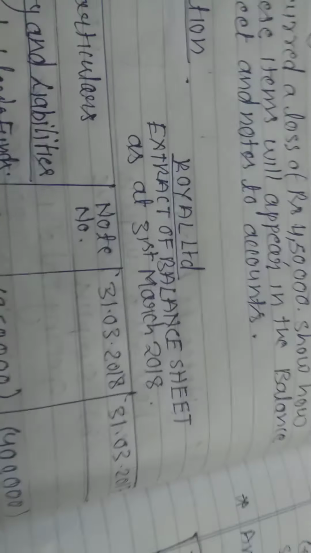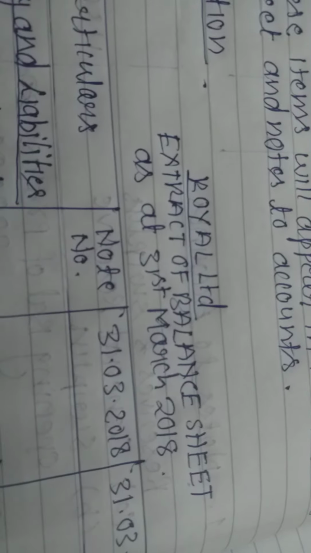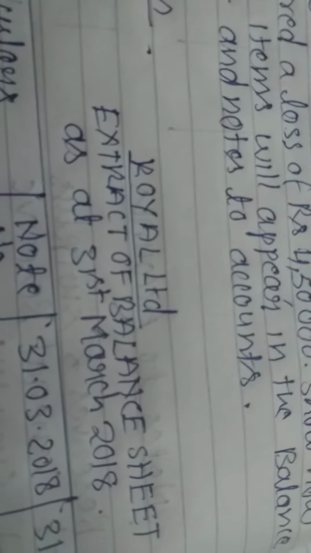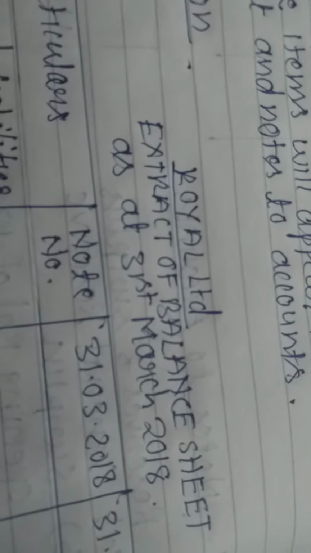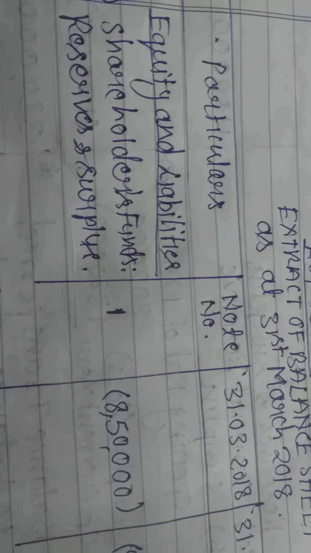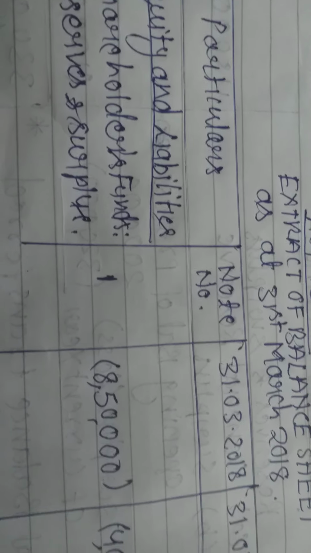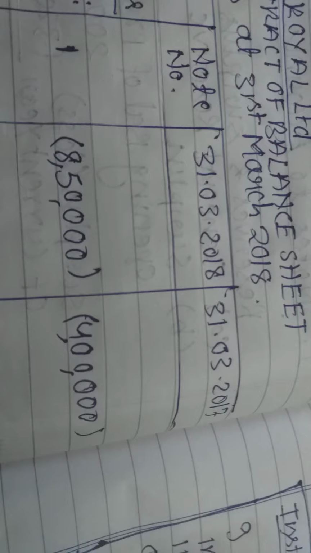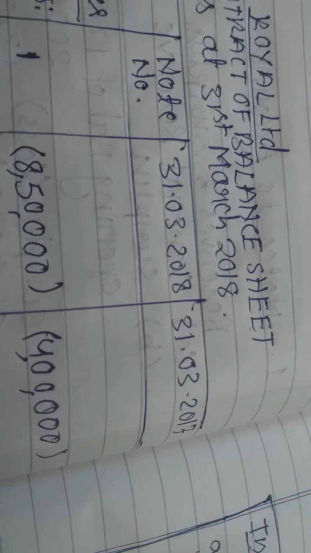Now see the solution, students. What do you have to write first? You have to write the name of the firm, that is Royal Limited, extract of the balance sheet, and you have to put the date as at 31st March 2018. Again the same format you have to adopt. The first one is particulars, the second one is note number, the third one is the current year, that is 31st March 2018, and the previous year, that is 31st March 2017.